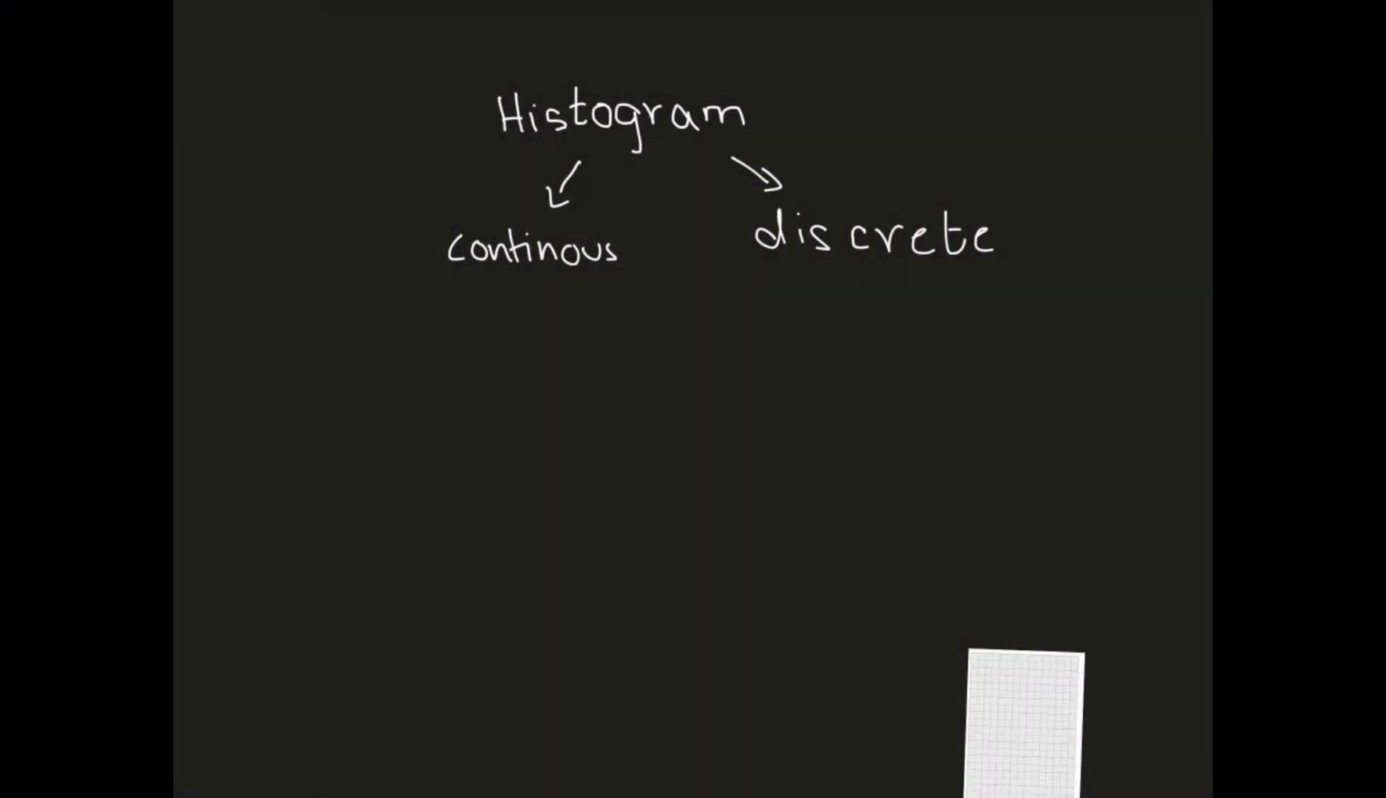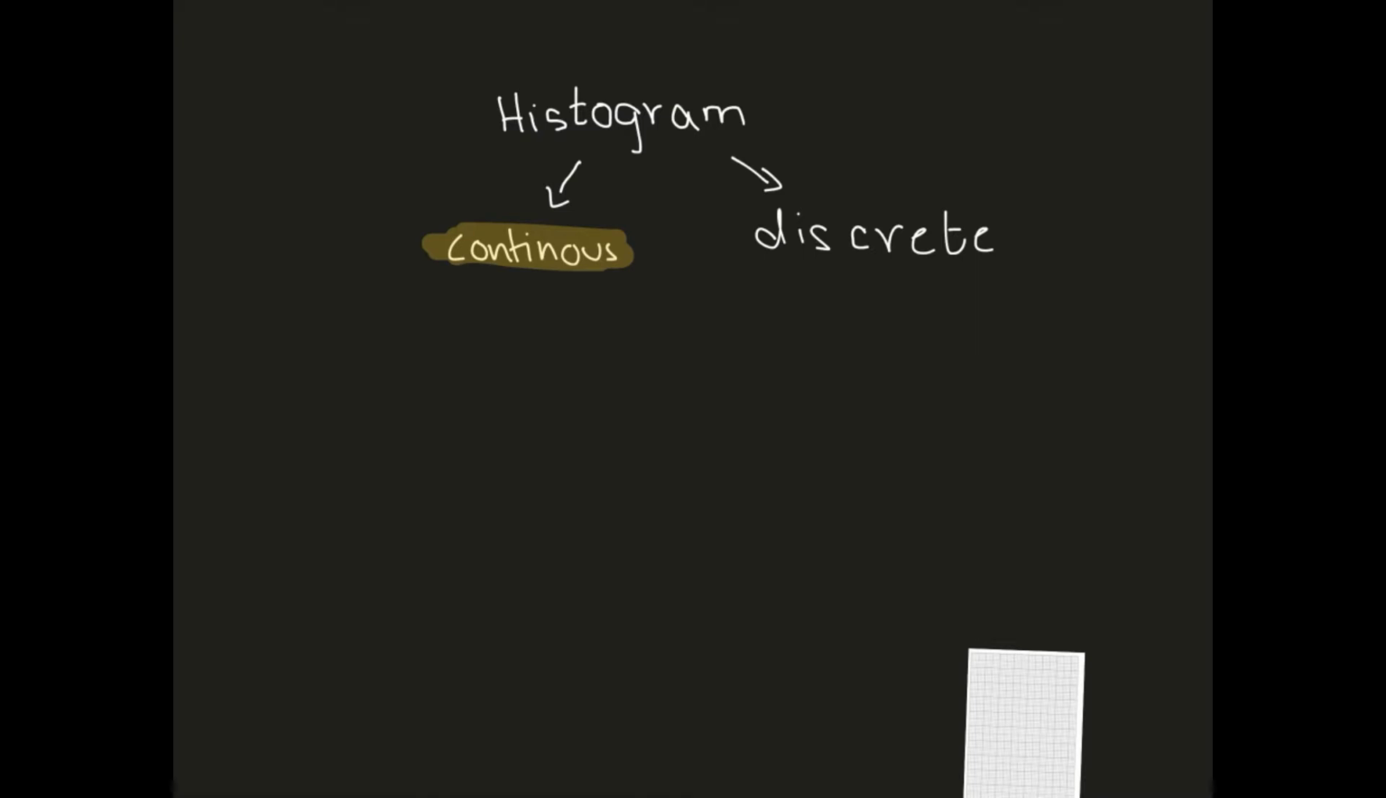Hello guys, so in this video I will go through another way to represent data, that is through a histogram. A histogram can be used to represent both continuous and discrete data. However, it is best suited to illustrate continuous data. So if you don't know the difference between continuous and discrete data, then you can go back and check my video on introduction to stem and leaf diagram. I have explained it over there.